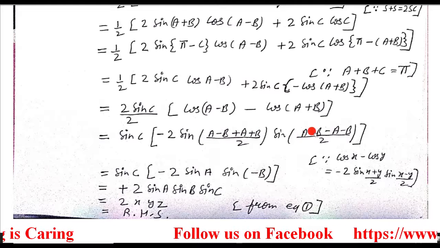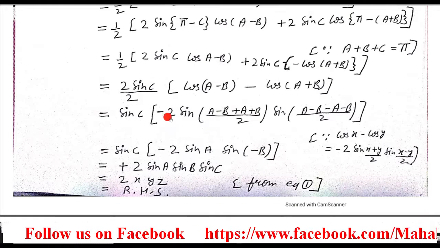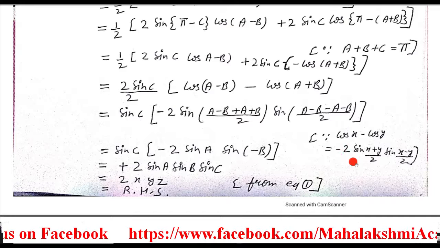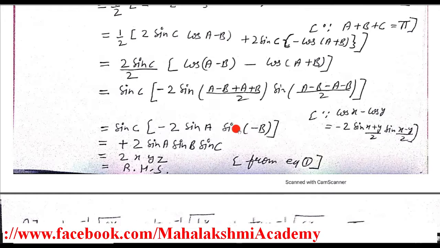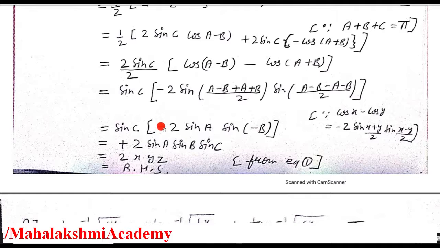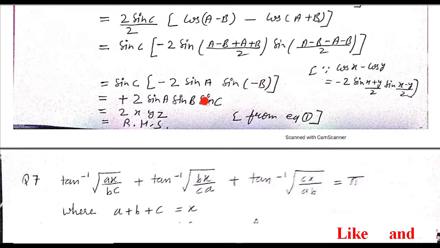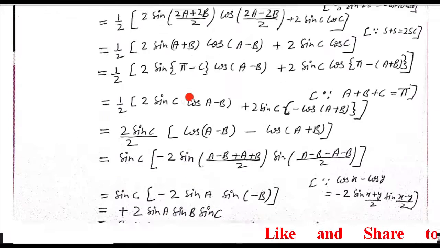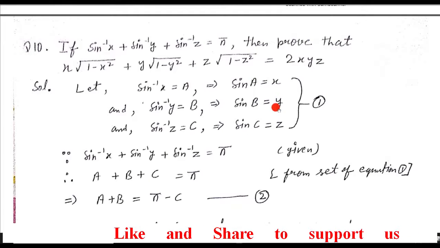In the same way here you will get minus 2B, and that 2 and 2 cancel, so we got this result. This minus sign we got here because of the formula, and this minus sign we got from here, and sin of minus theta is minus sin theta, so this minus sign will come here and minus will multiply by minus, and we will get plus. So we'll arrange them, all are in multiplication, so we can write it as 2 sin A sin B sin C. Now from equation 1 we'll see what the values of sin A, sin B and sin C are, that is x, y and z.